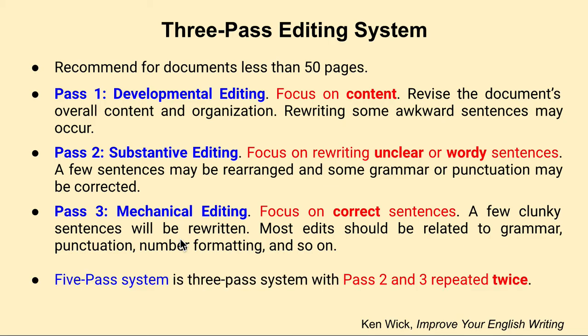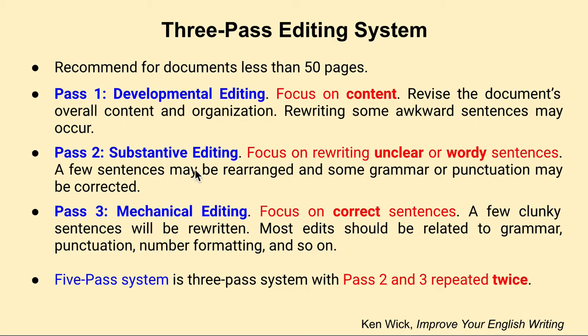The 5-pass system, which I recommend for documents more than 50 pages, is just mine, but I would say pick a system. When you have a document, pick a system. You should say I'm going to do 3 passes or 5 passes. The 5-pass system is really just a 3-pass system with pass 2 and 3 repeated twice. Usually you don't need to repeat step 1 twice. Usually you can get the developmental editing, the content and the organization, done in a single pass, and you don't need to go through the document twice to do that.